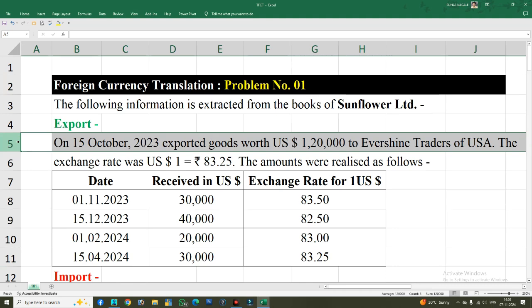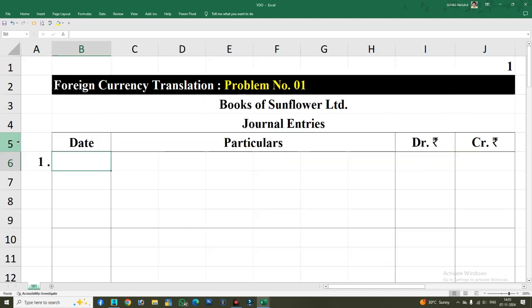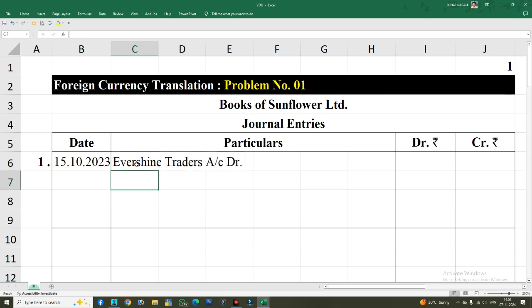This is the base transaction. Exported goods worth $1,20,000 to Evershine Traders of USA. Export means sales. So we have to pass the entry, 15th October 2023. Evershine Traders account debit. To, we can record export sales or we can record sales. Sales is always credit in journal entry because of direct income.